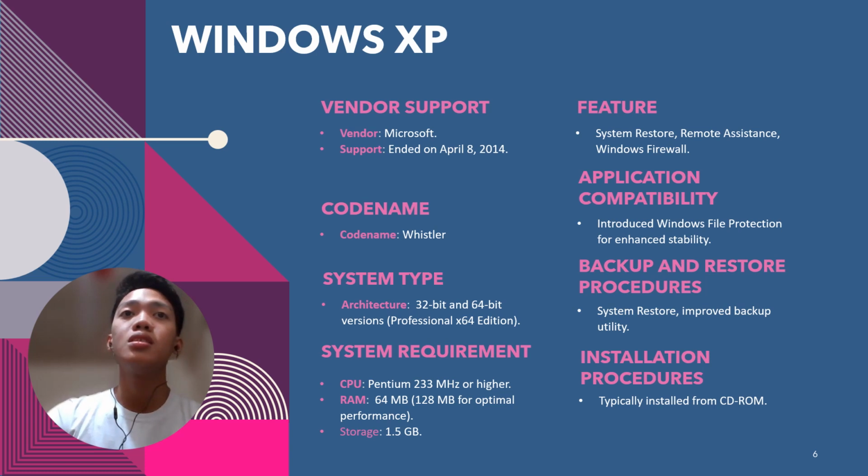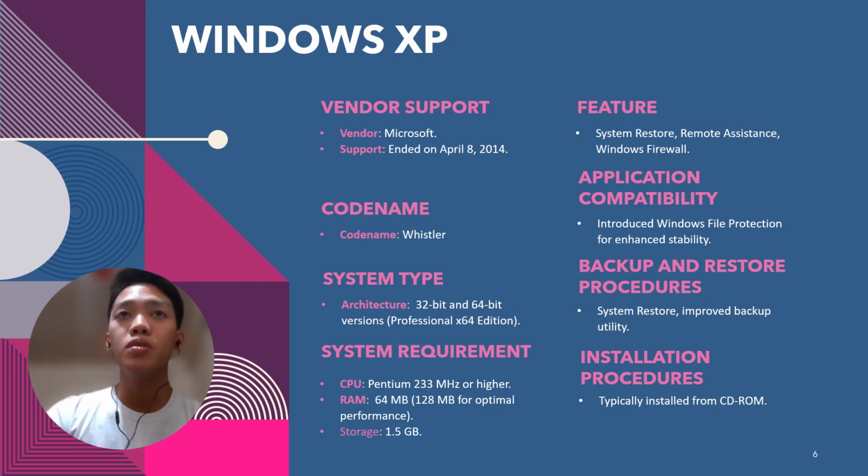The RAM is 64 MB, and 128 MB for optimal performance. Storage is 1.5 gig, that's a lot better than the other. The system requirements represented a balance between performance and accessibility, accommodating a wide range of hardware.